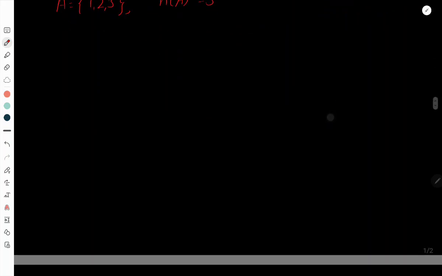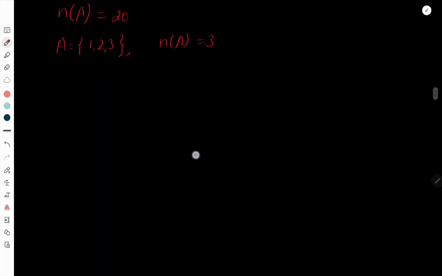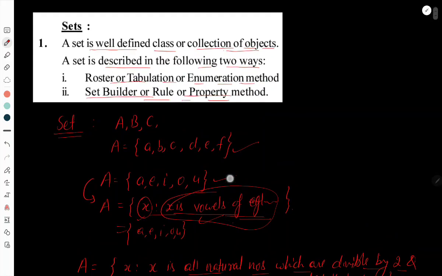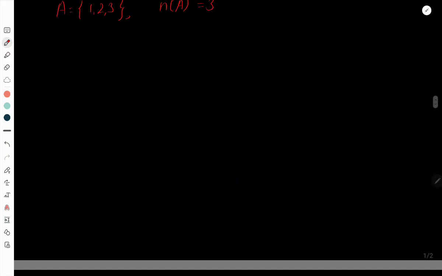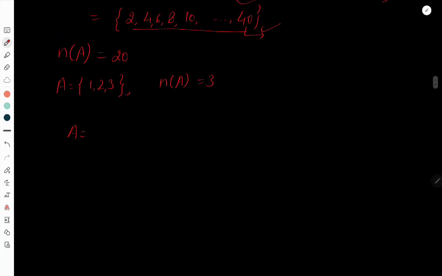A set is not only written in this format. Maybe your set may be in this way also. In these sets you can see the elements are written in discrete format. Discrete means 1, then 2, then 3, then 5, like that.